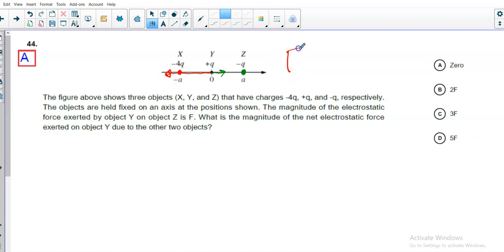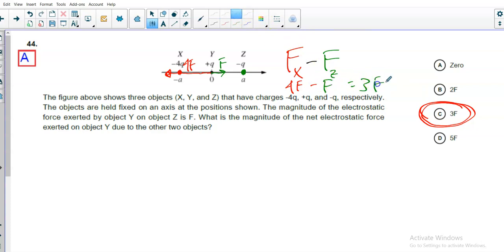So it's going to be the force by x minus the force by z. But if z is, they call that F, this is going to be 4F, because the distance is the same, just the charges are increased. So I would expect 3F to be my answer. All right, this is 4F minus F, 3F.